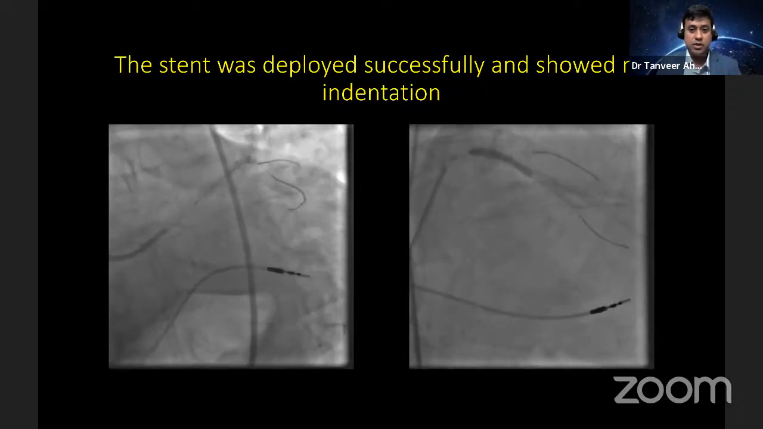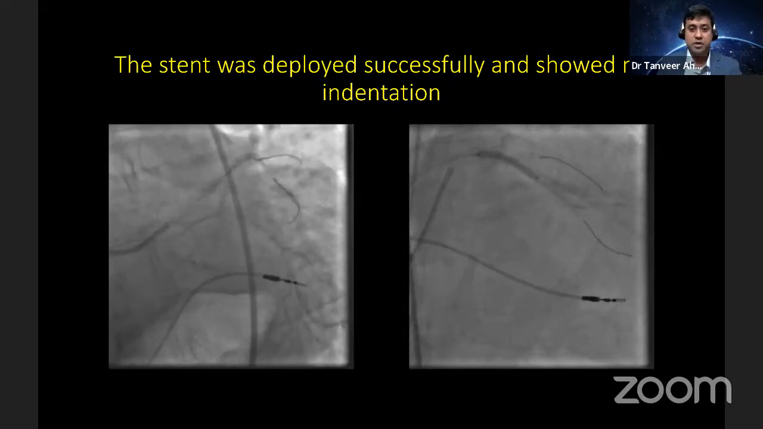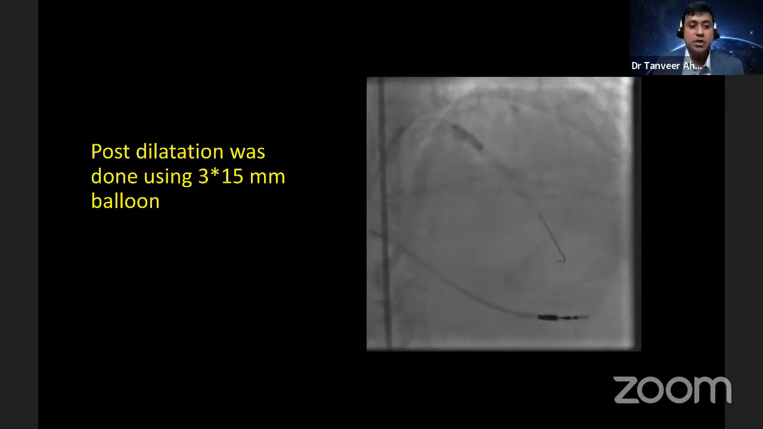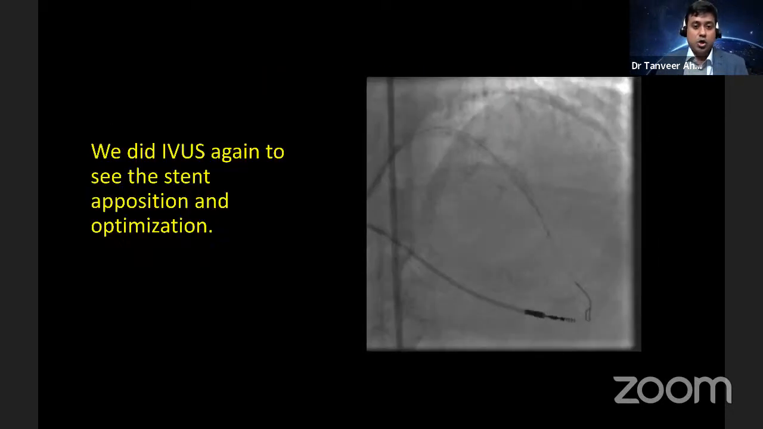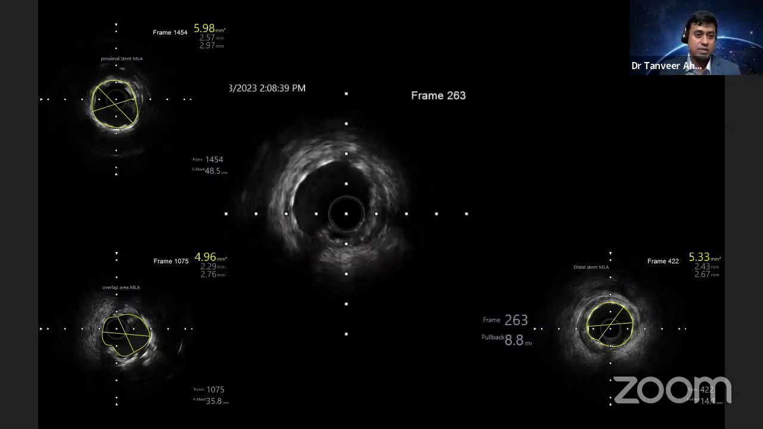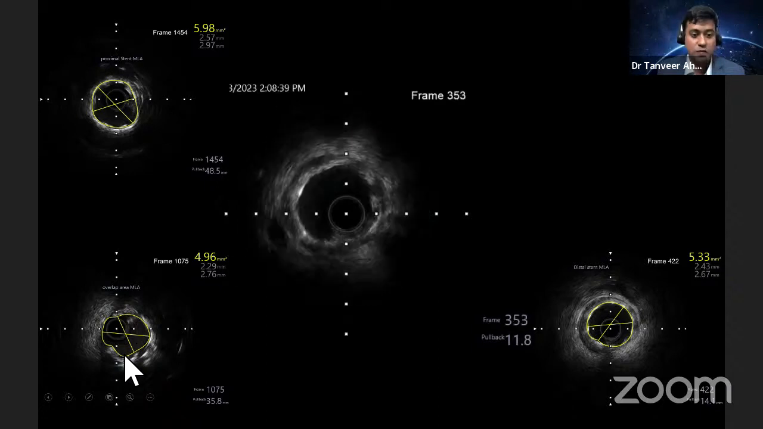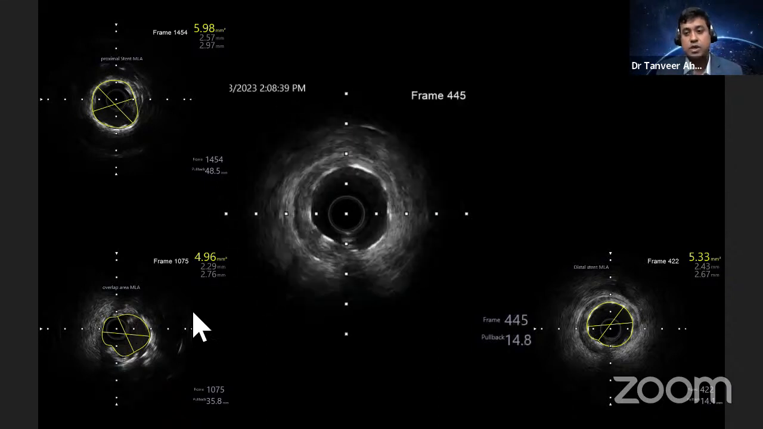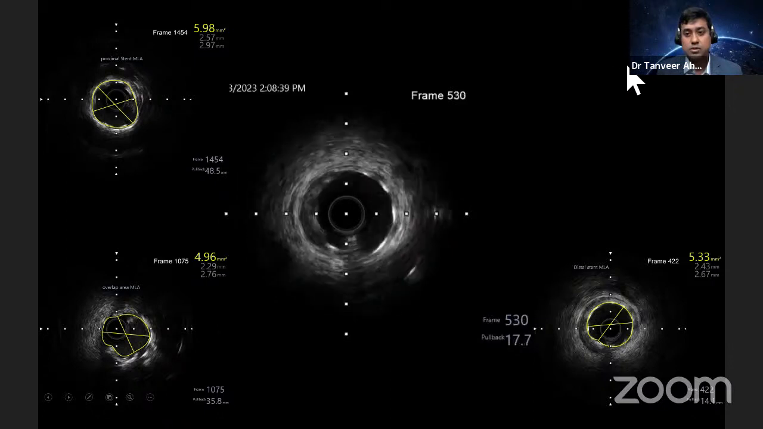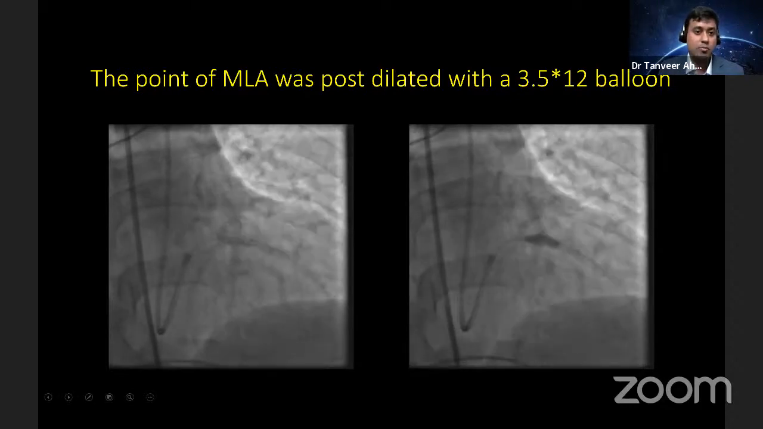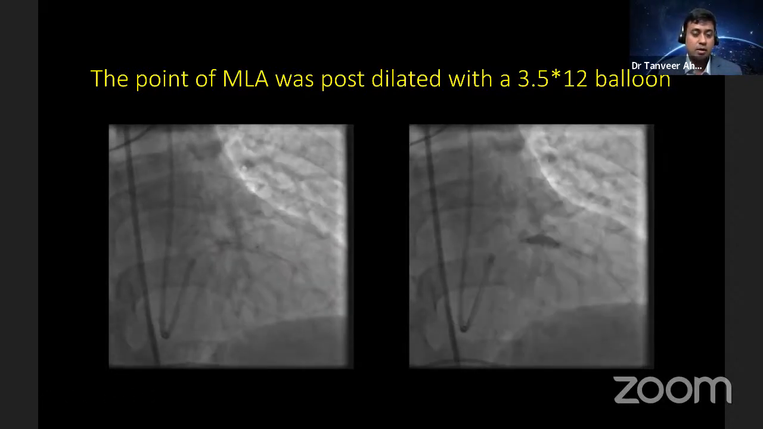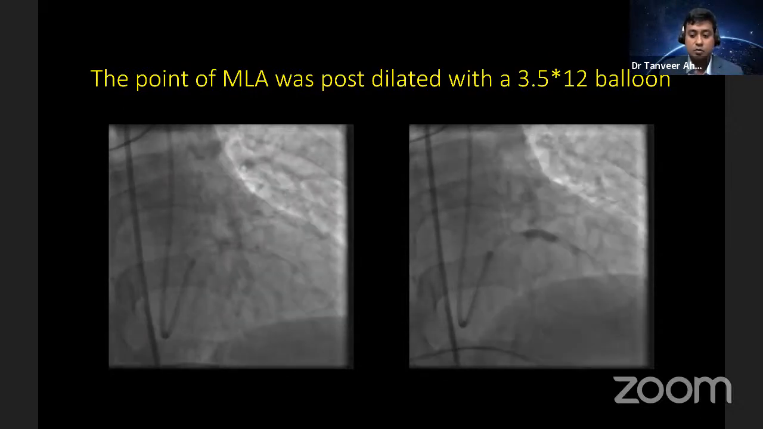Stent was deployed successfully, and angiographically did not show much of any indentations. Post-dilatation was done using a 3.0/15 and then a 3.5 balloon in the proximal parts. So we did an IVUS again to see the stent position and optimization. As we can see, there was some indentation in the overlap area where the stent position was not quite satisfactory to our liking. So in this case, we did a post-dilatation again at the point of MLA using a 3.5/12 balloon.